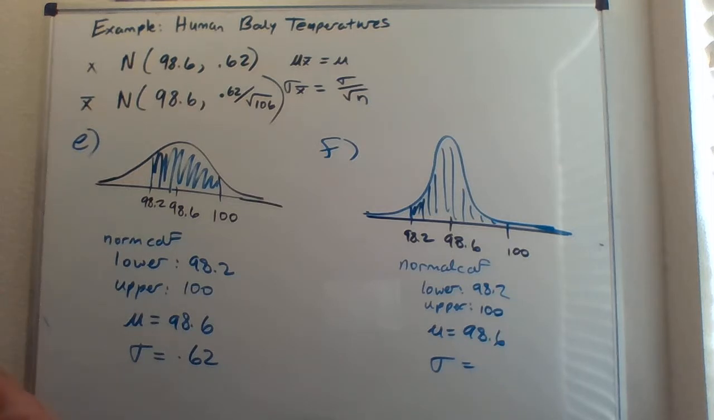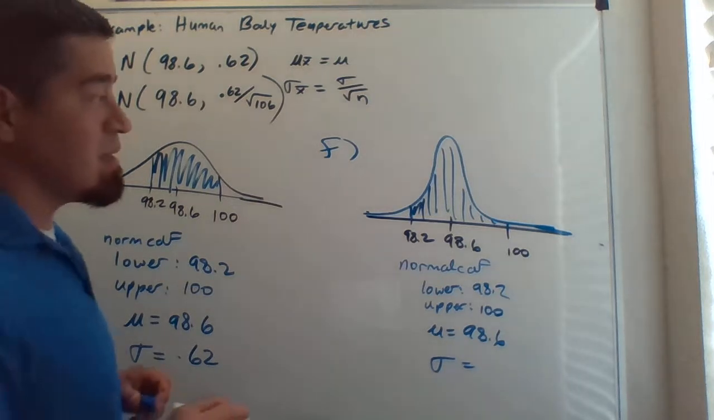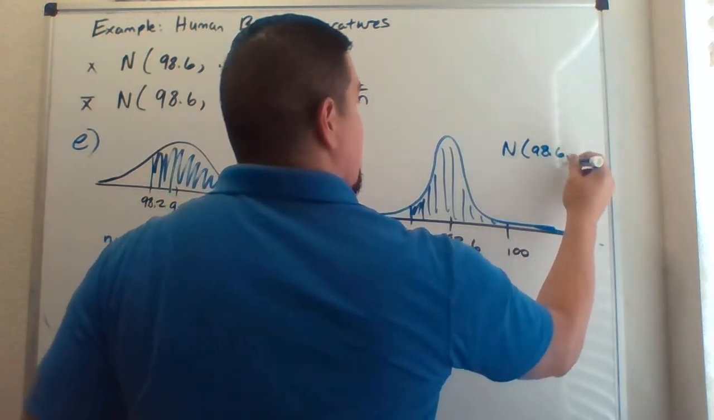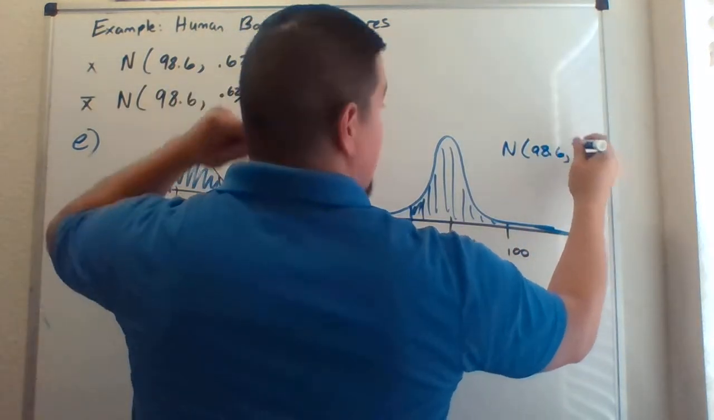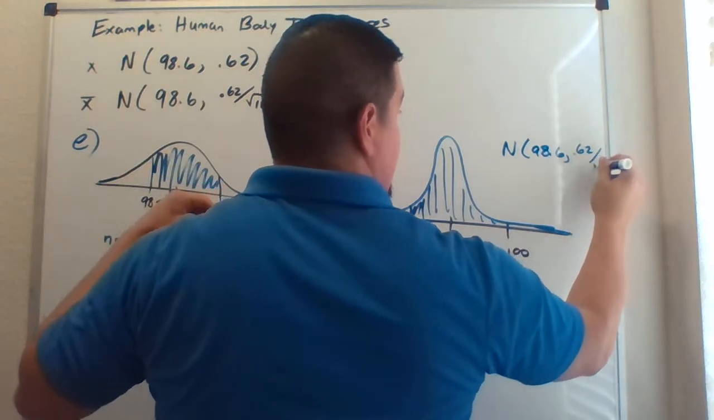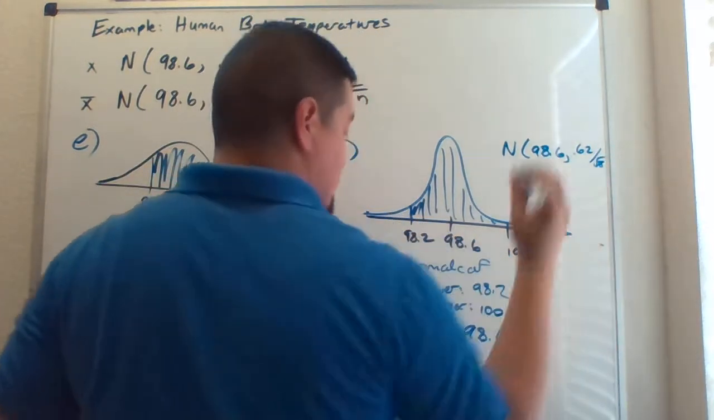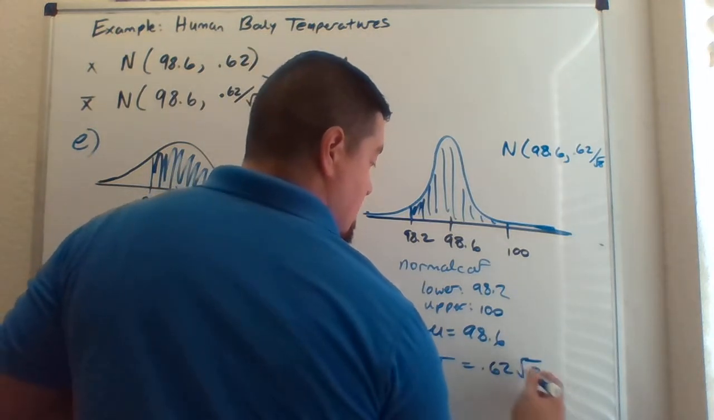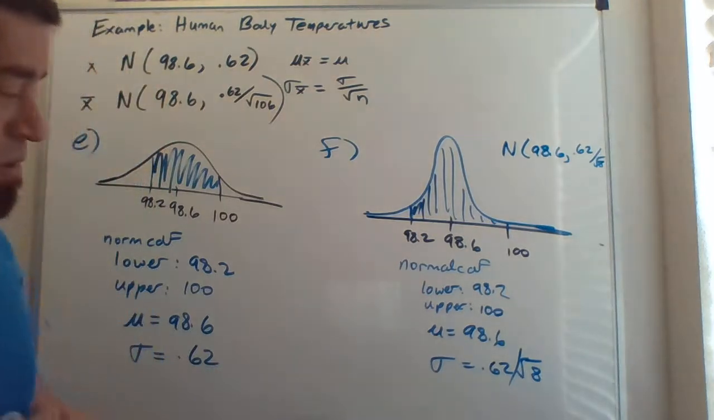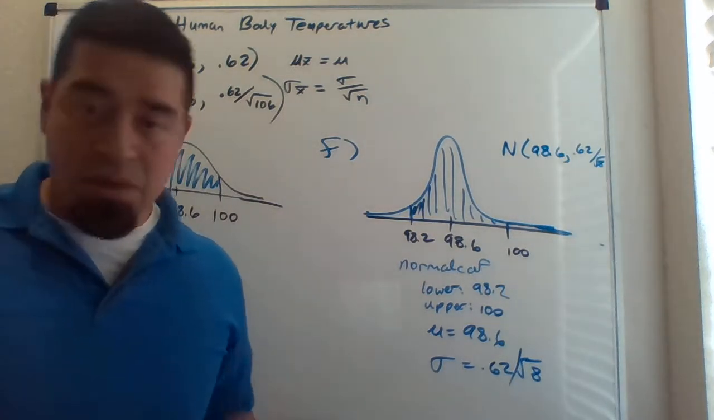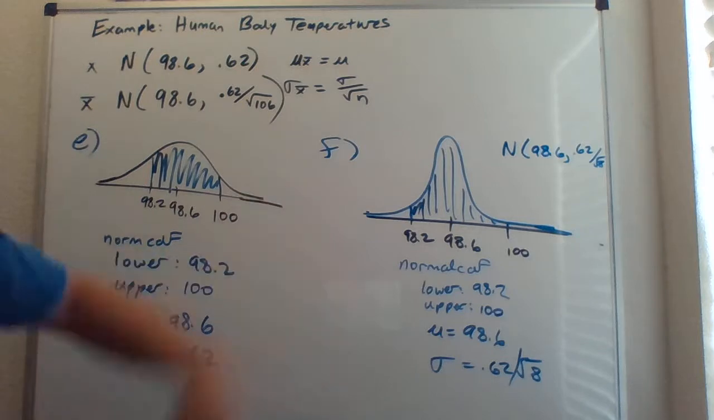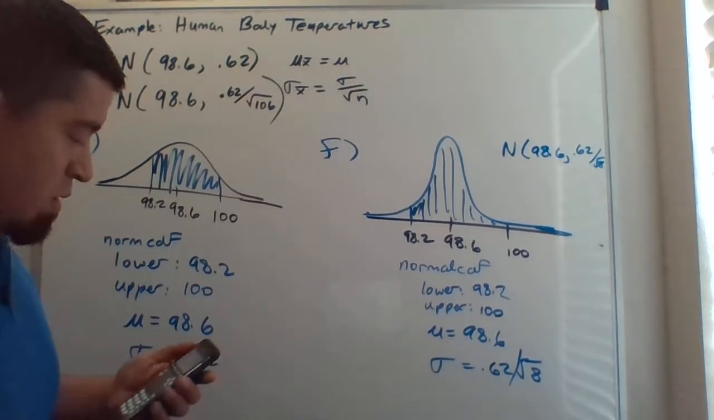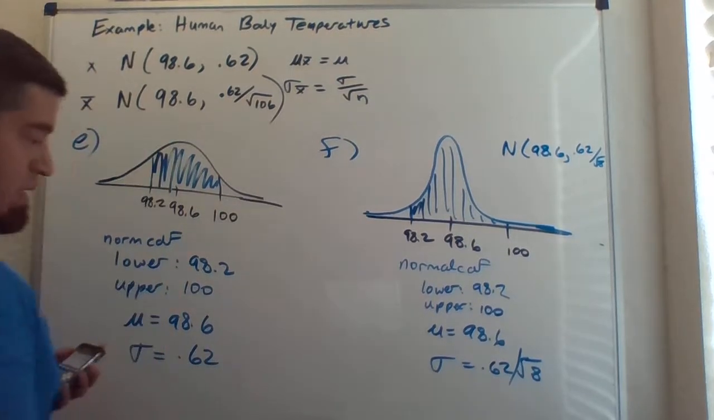Well, this is for a sample of 8 randomly selected humans. So this is normally distributed with a mean of 98.6, but a standard deviation of the population standard deviation divided by the square root of the sample size, 8. So that's what the standard deviation will be. So that's what you could input for both of these. So I'm going to do that, and then we'll come back. Okay, so I went ahead and calculated both of these.